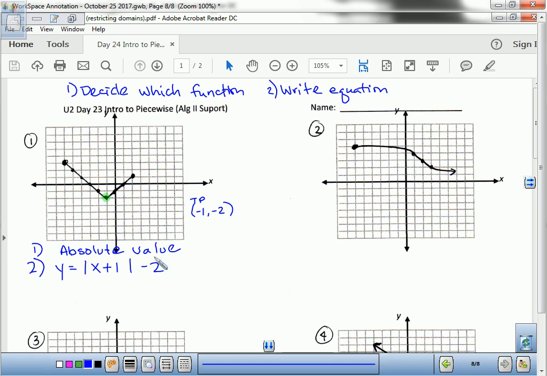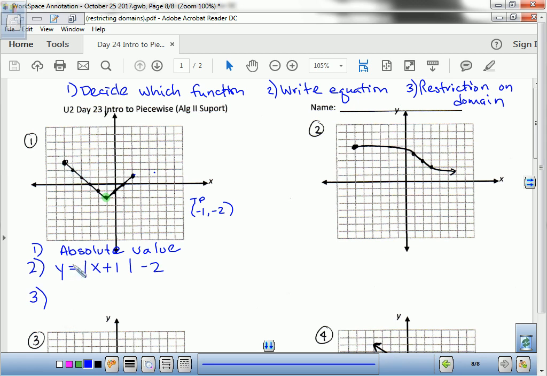Now, if this were a normal absolute value function, it would keep going this way and it would keep going that way. But it doesn't, okay? This one has a starting and a stopping point. So step 3 is to write your restriction on the domain. Now those are big math words, but it's not a hard process. So let me show you how this goes. So step 3 for us is the restriction on the domain.